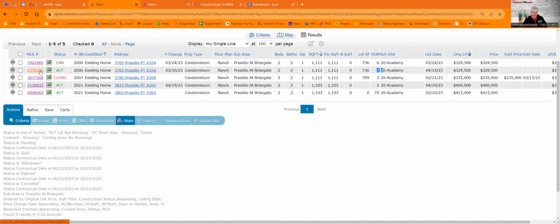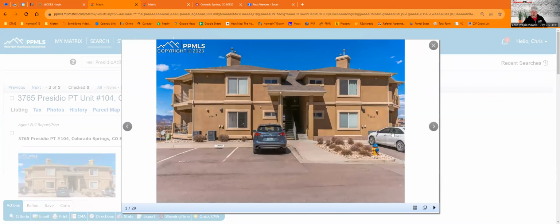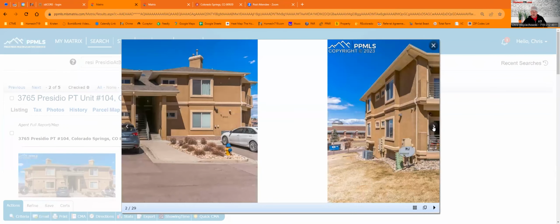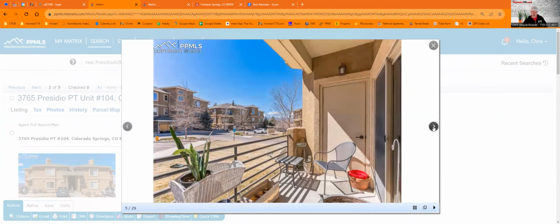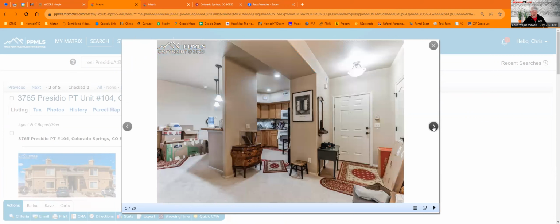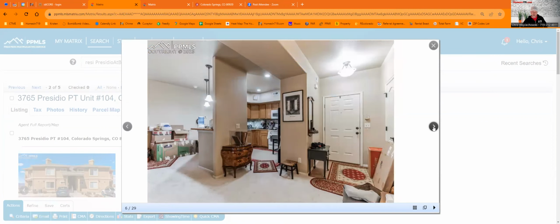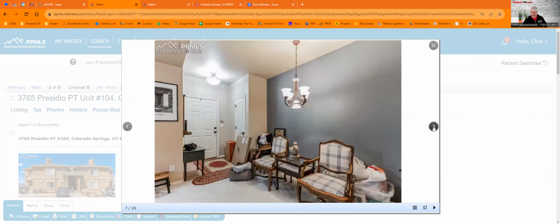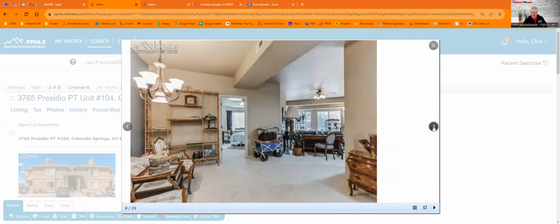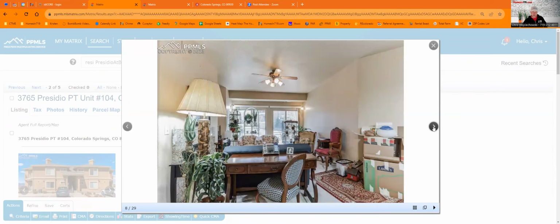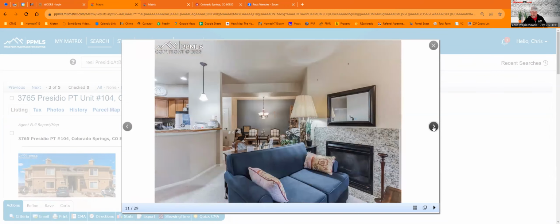And if I open up 104 here, and we take a look at the inside of that one. We can see some photos of the outside. All right, so they're packing up here, not great photos, but you can see kind of what that unit looks like on the inside, what kind of condition it's in for that.